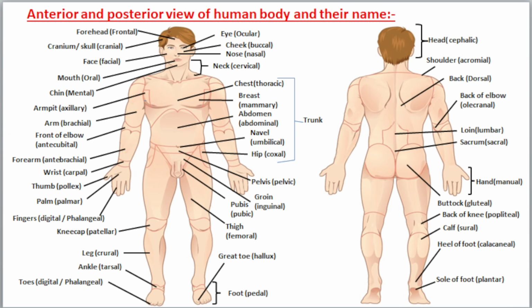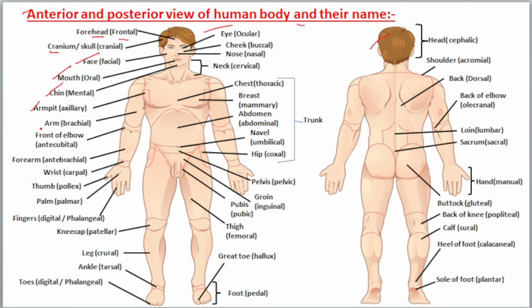So again I will discuss it briefly and please all of you try to remember it with me. So let's start. This is the anterior and this is a posterior view of a human body and I already discussed this position. So let's start. First, forehead or the front of the head is called the frontal. Cranium or the skull portion is called the cranial. Face is called the facial. Mouth is called oral. Chin is called mental.